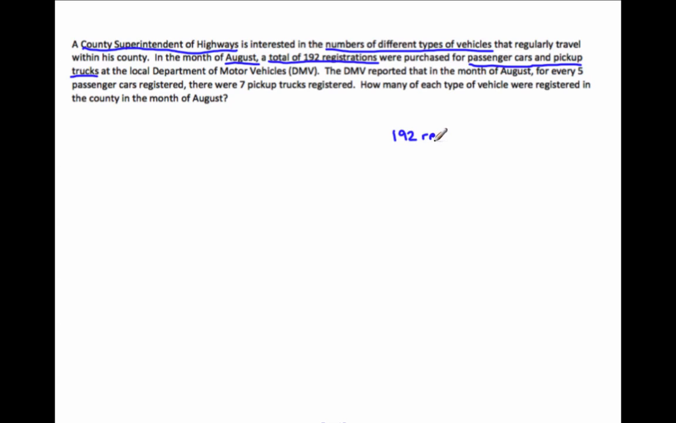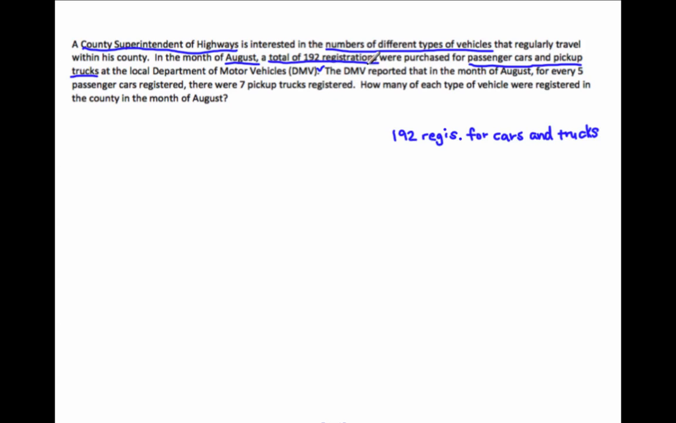192 registrations. I'll put regis for short, for passenger cars, so cars and pickup trucks and trucks. So this 192 represents registrations for cars and trucks, all right, at the local Department of Motor Vehicles. Did I take care of the information in that sentence? Yes. Let's place a check mark right after the sentence.